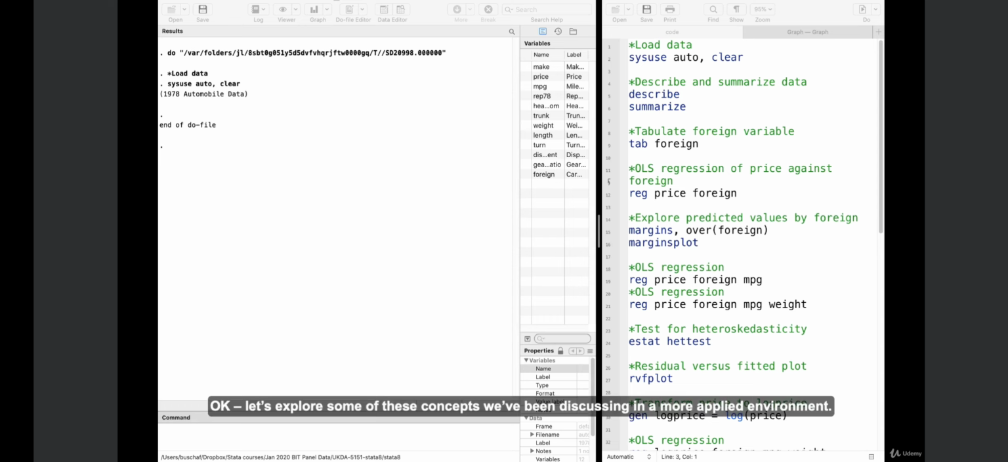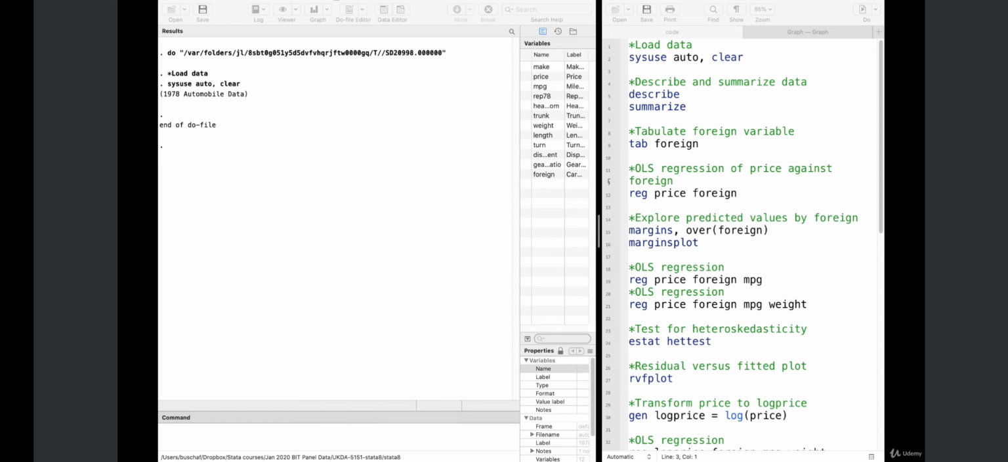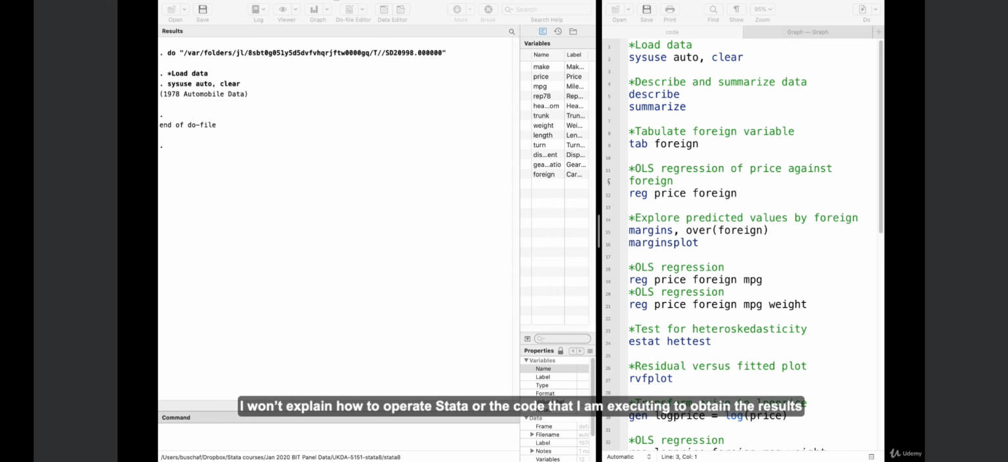Let's explore some of these concepts we've been discussing in a more applied environment. We are now in Stata, which is a statistical software package commonly used to analyze quantitative datasets. It's similar to other packages such as SPSS, R, or SAS. I won't explain how to operate Stata or the code that I'm executing to obtain the results. You can learn more about Stata in specific Stata courses.